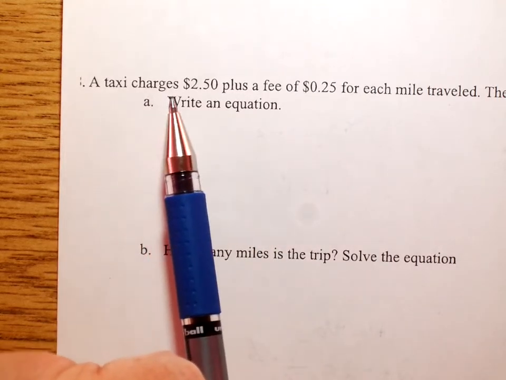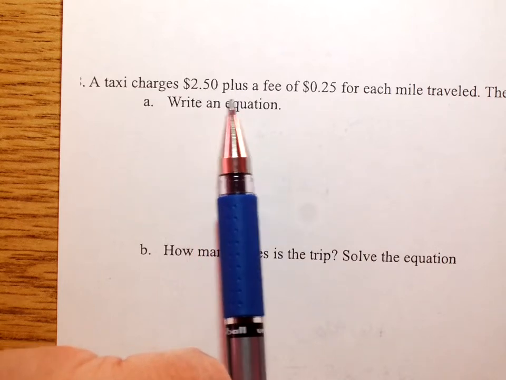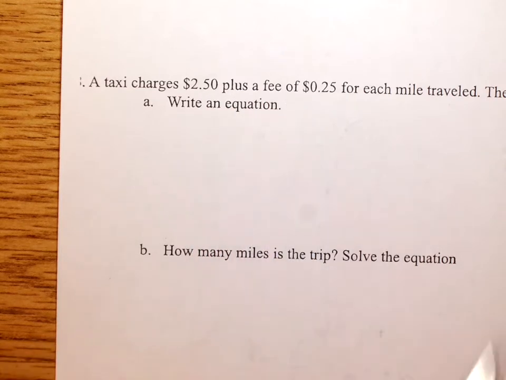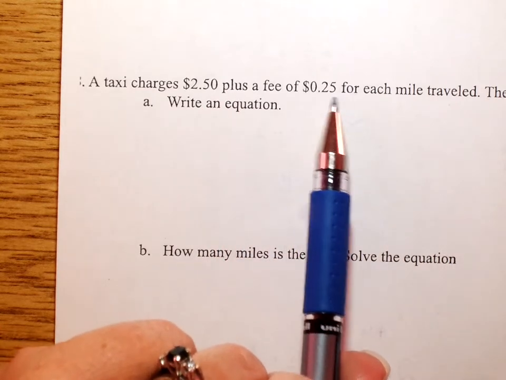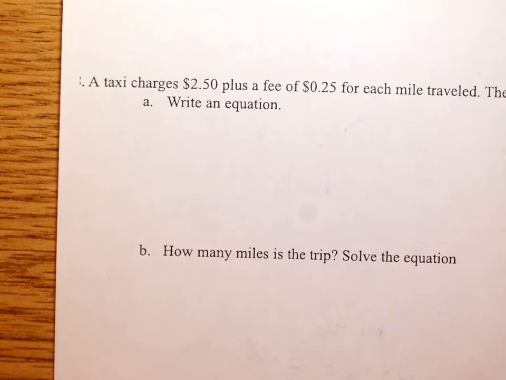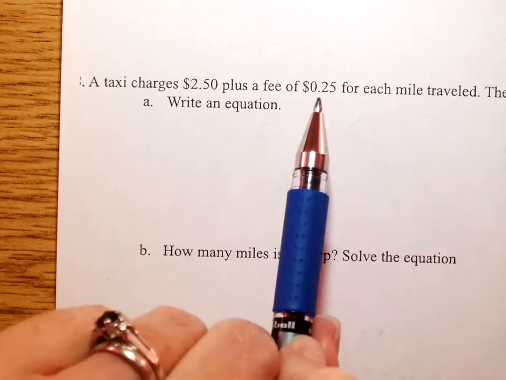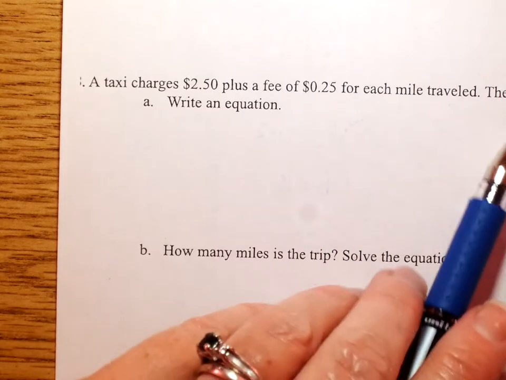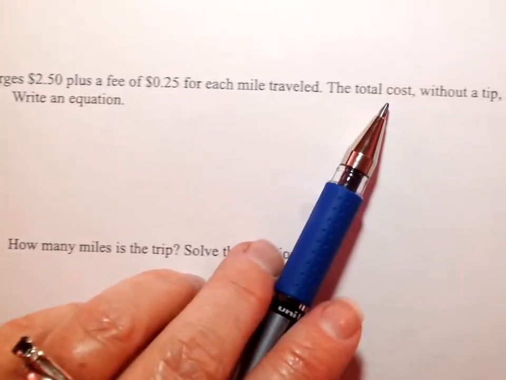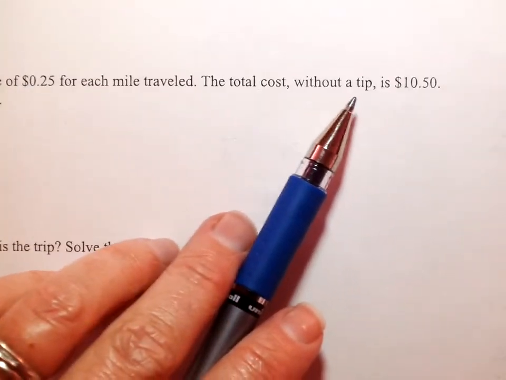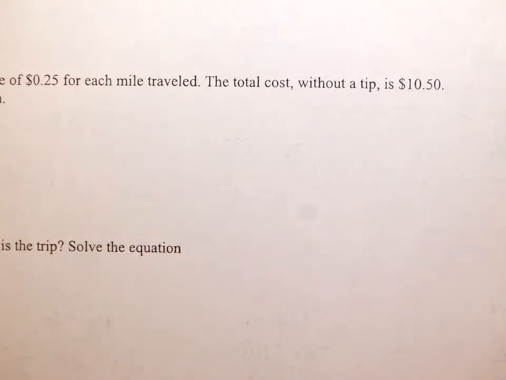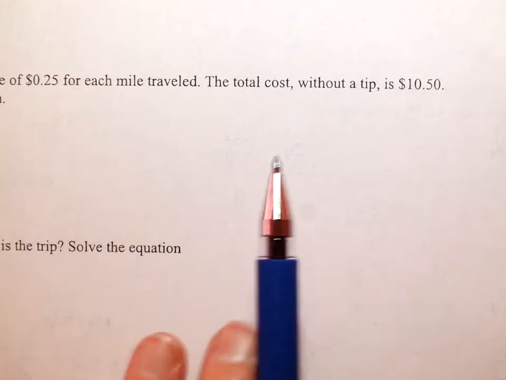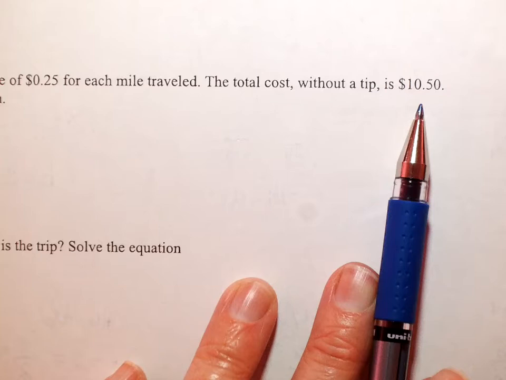A taxi charges $2.50 plus a fee. So they charge $2.50 plus a fee of 25 cents for each mile traveled. Okay, so every mile I have to pay another 25 cents. The total cost without a tip, because generally you tip the taxi. We don't do a lot of taxis here in Middleburg, but in busy cities, you might use an Uber or something. So the total cost without a tip is $10.50.